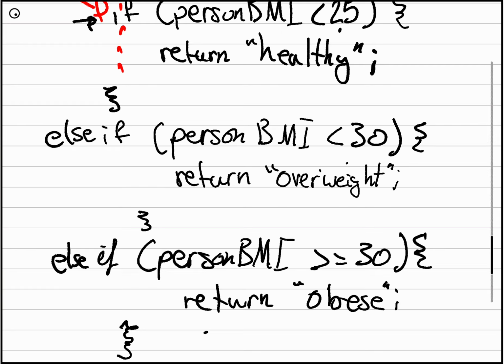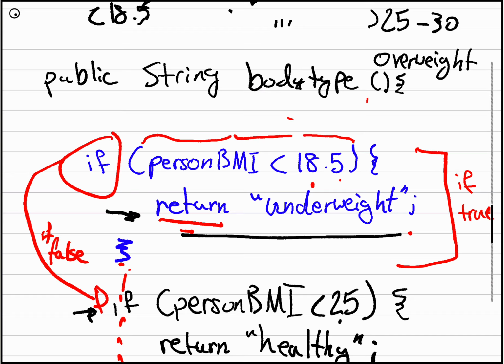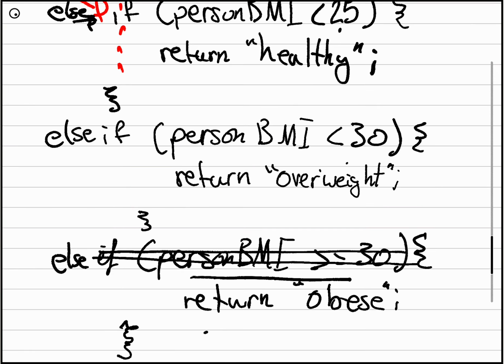So like this. This needs to be else. Just else. And what it means is, if the person's BMI is less than 18, do this. Otherwise, if it's less than 25, do this other thing. Otherwise, if it's less than 30, do this other thing. Otherwise, no other condition, return obese.